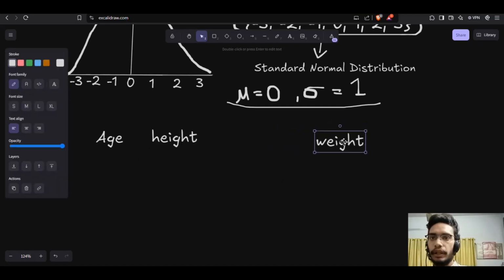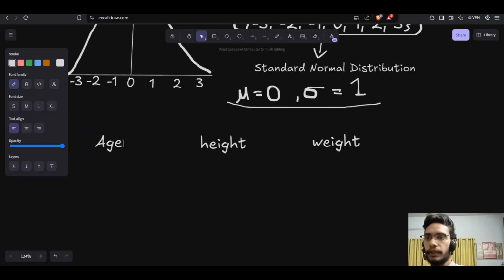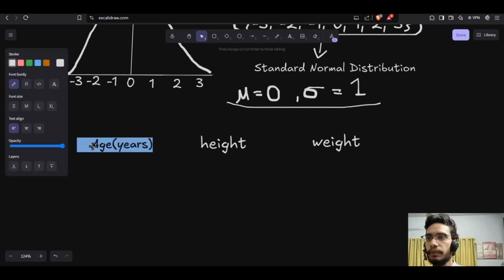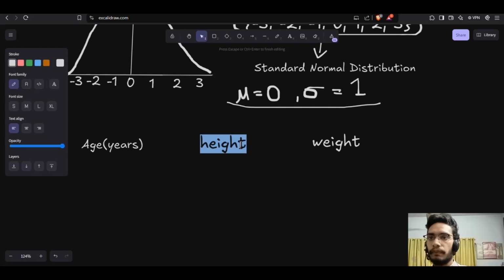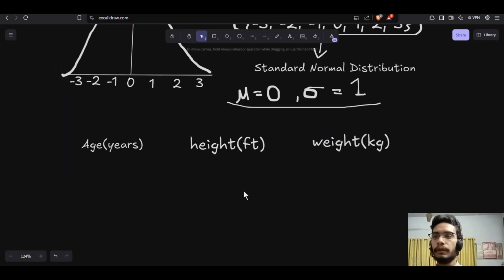I have this weight, I have this height, and age. Age is calculated in years, so its unit will be years. Height would be around feet. And weight is calculated in kgs. So these are the units that are here.